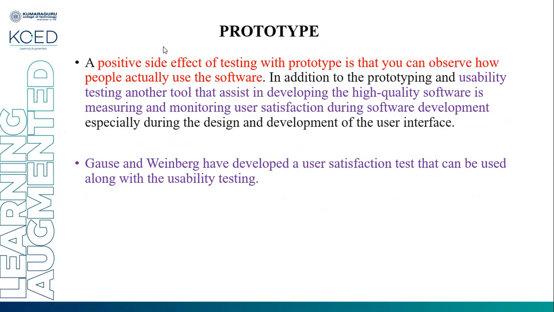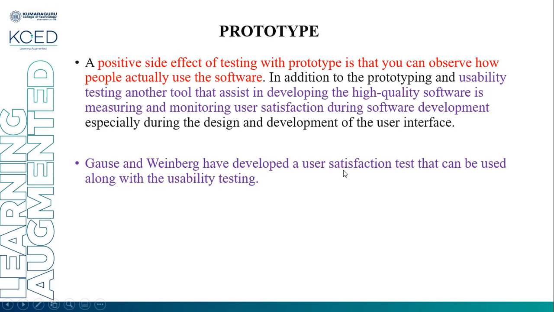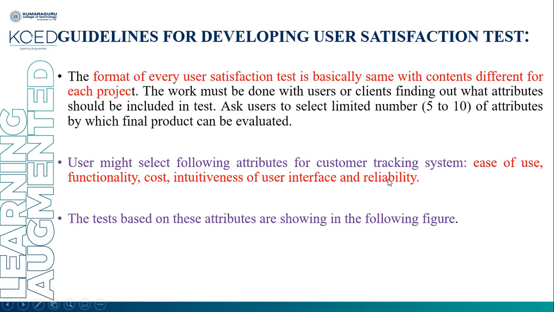A positive side effect of testing the prototype is that you can observe how people actually use the software. In addition to prototyping and usability testing, another tool that assists in developing high quality software is measuring and monitoring the user satisfaction during software development, especially during the design and development of the user interface. Gauss and Weinberg developed a user satisfaction test that can be used along with usability testing.